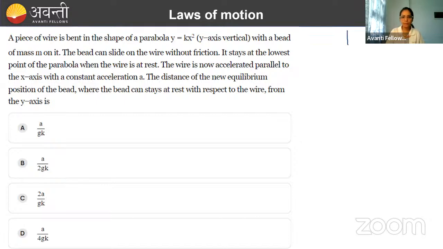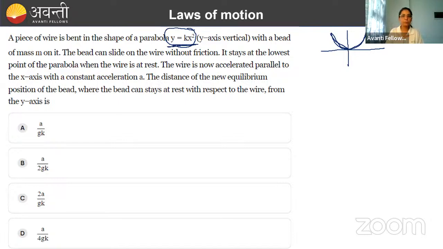If I hint here, the system is looking like what? A piece of wire is bent in the shape of a parabola, y equal to kx square. You are all maths students, you can clearly see that this is the equation of a parabola such that its diagram will look something like this, right? You all know better than me. Then in this case, this will be the diagram for the wire.